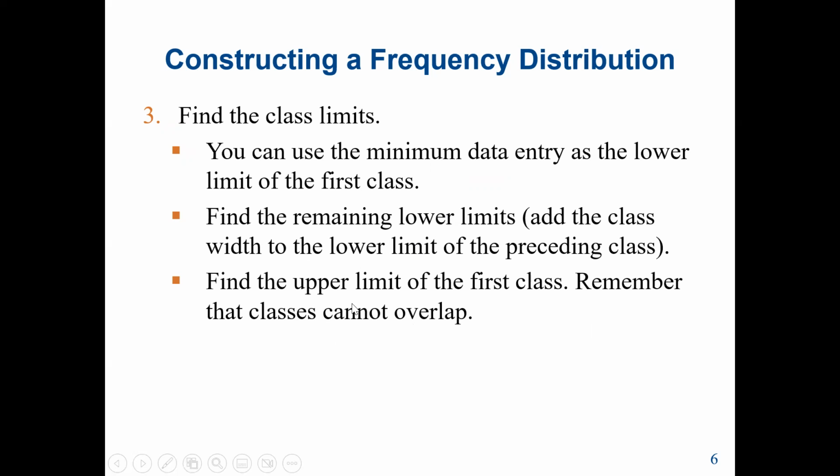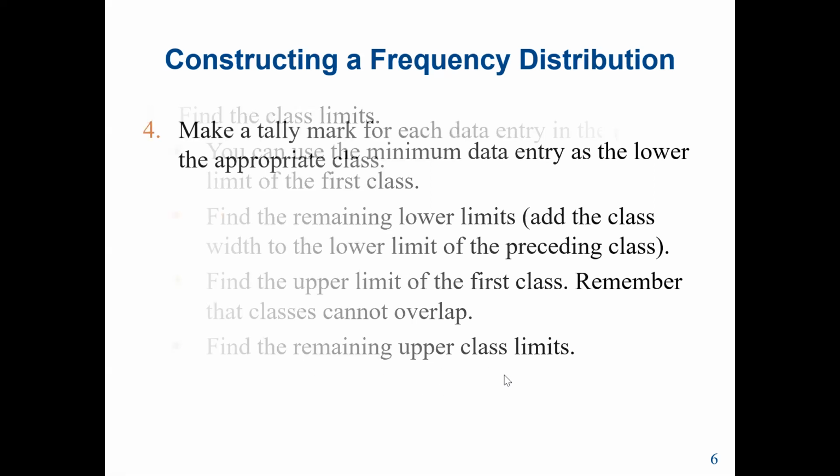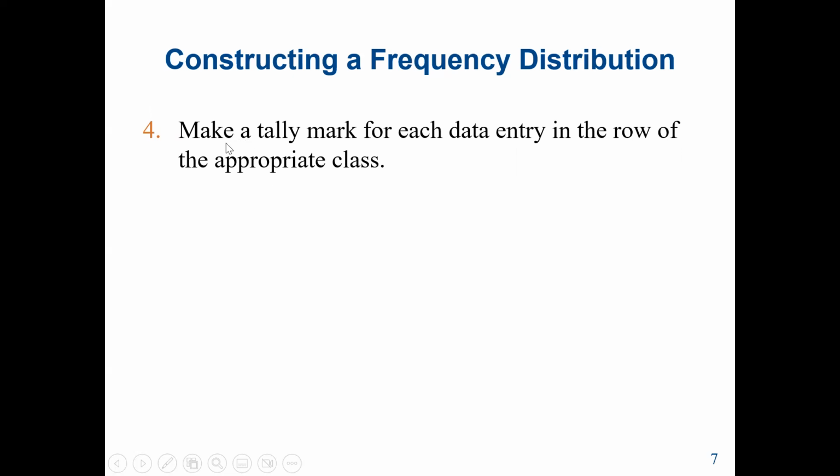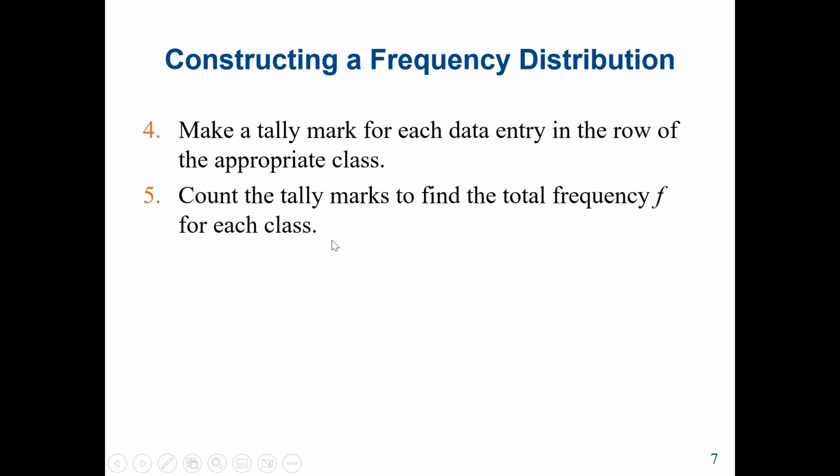What we mean is that if the first class is from 1 to 5, the second class cannot be from 5 to 10 because we have 5 in 2 classes. So all the values must fall within only 1 class. Then we need to find the remaining upper class limits. Now, step 4, we need to make a tally mark for each data entry in the row of the appropriate class. Then we count the tally marks to find the total frequency for each class.